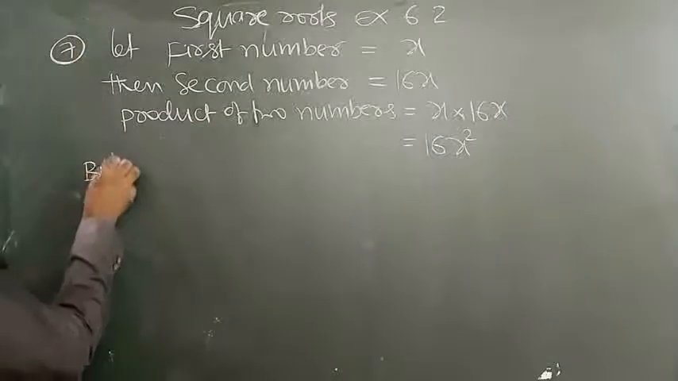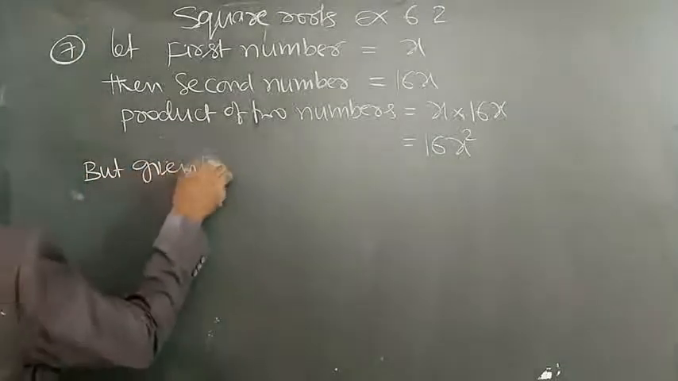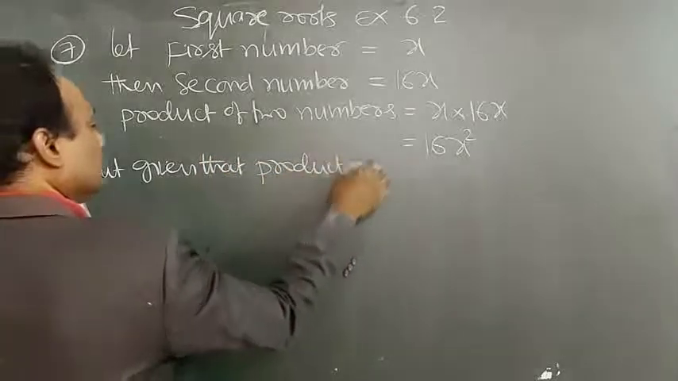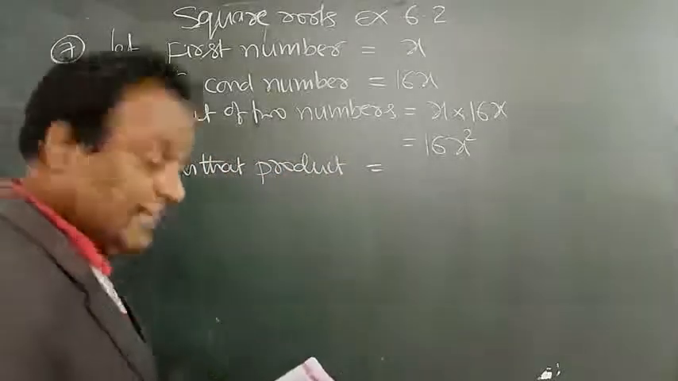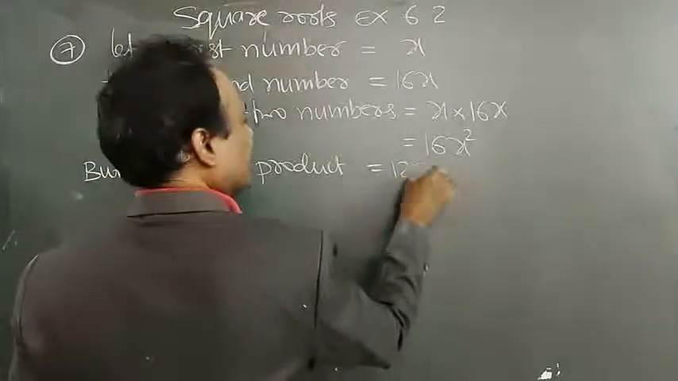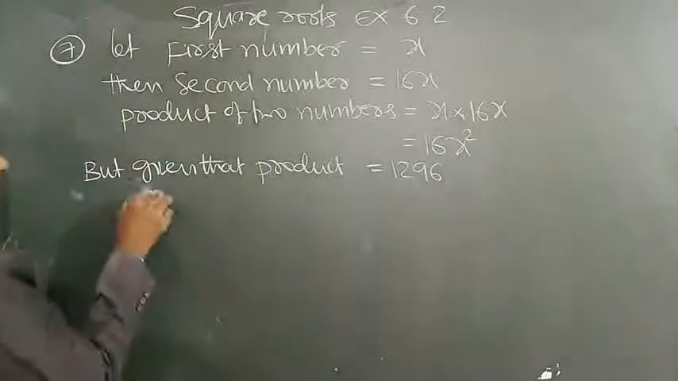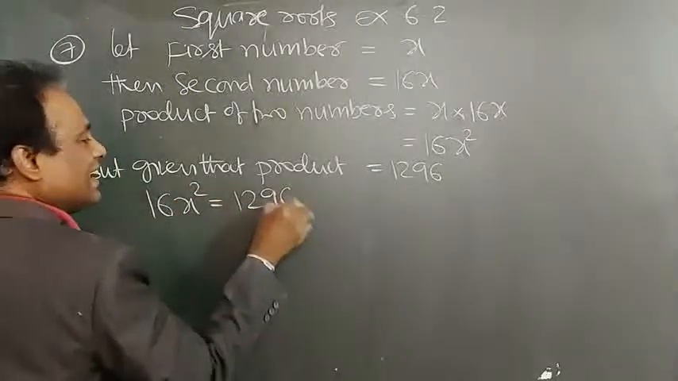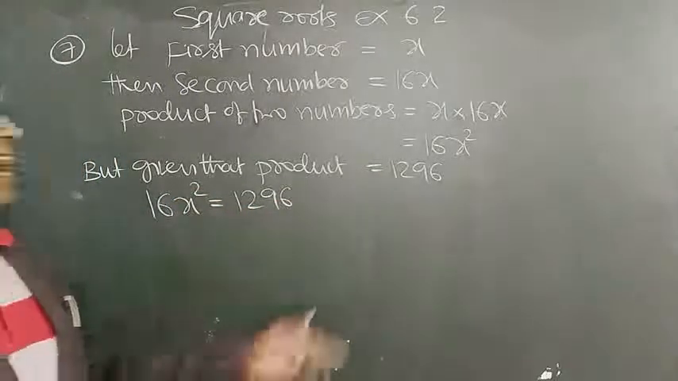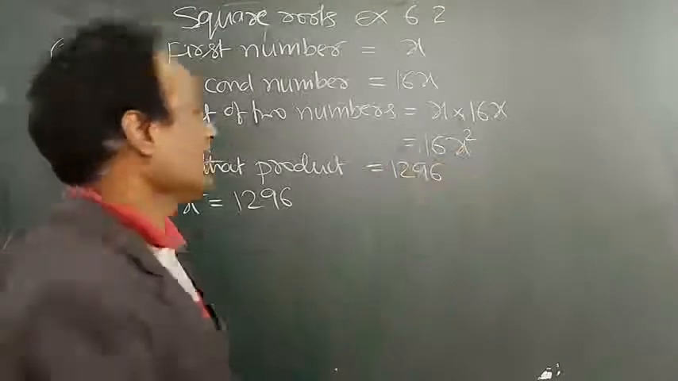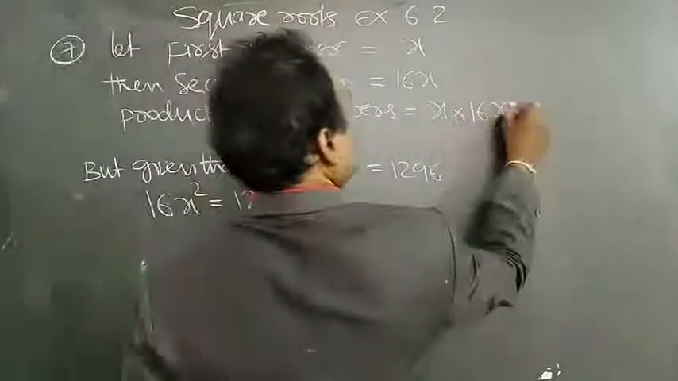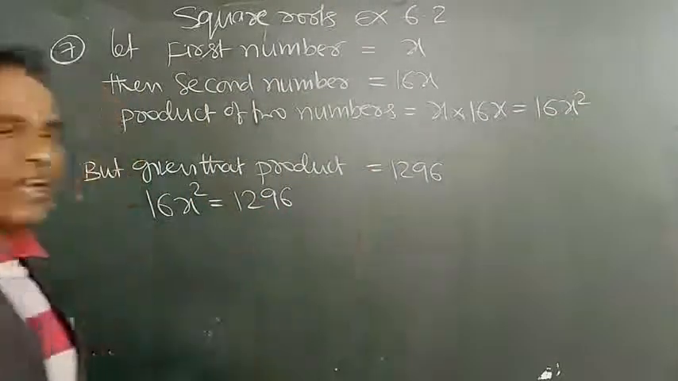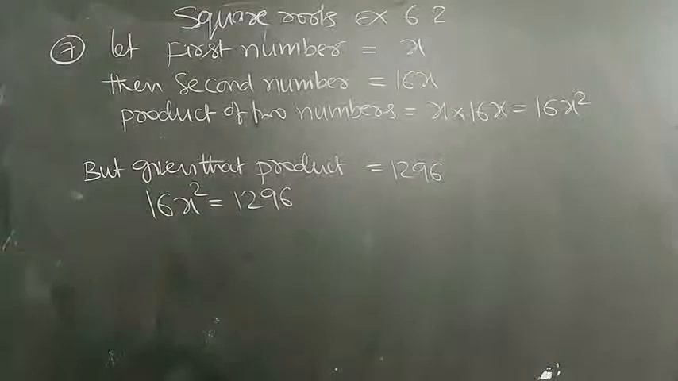But it is given that the product is 1296 in the problem. We got 16x square, but in the problem it is given as 1296. Our product is 16x square, but the answer is given as 1296. So 16x square is equal to 1296.